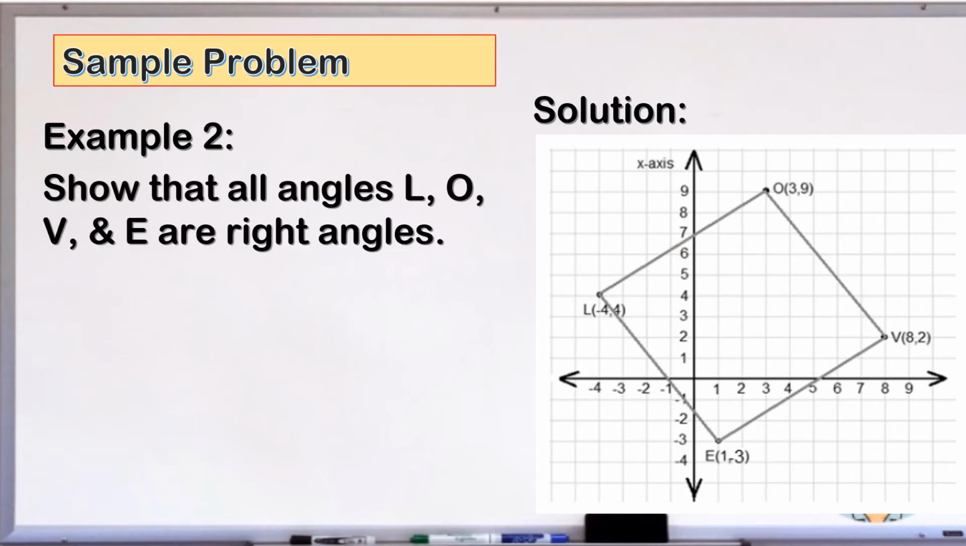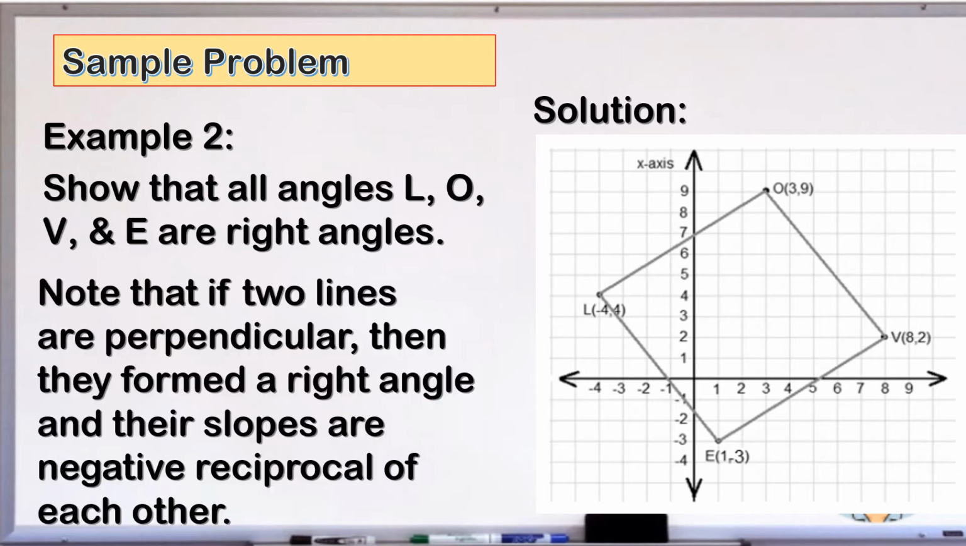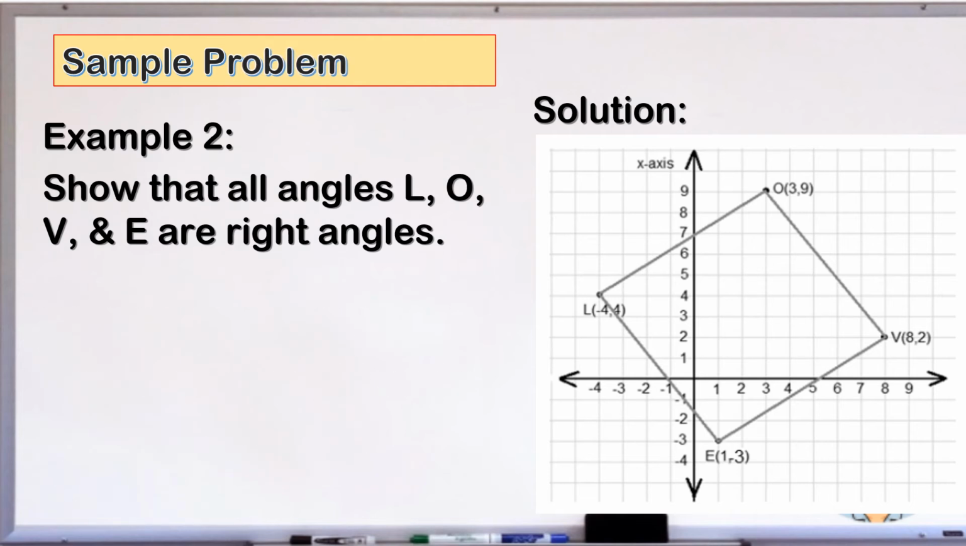This time naman, let us show that all angles L, O, V, and E are right angles. Note that if two lines are perpendicular, then they form a right angle and their slopes are negative reciprocal of each other. And in order to prove that those angles are right angles, kailangan nating balikan yung concept ng slopes.